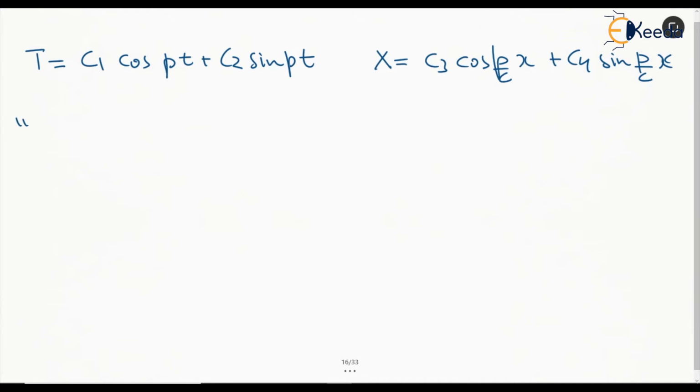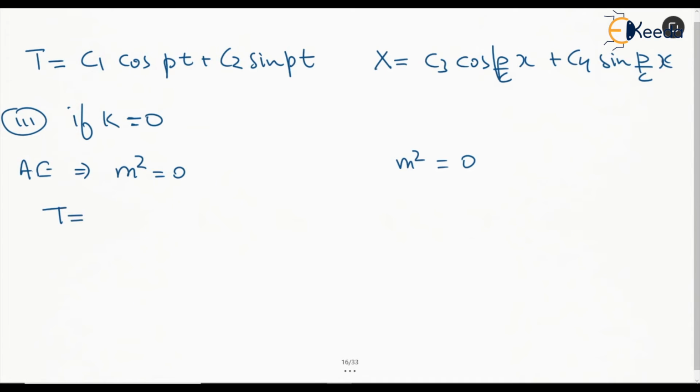Third case is if k is equal to 0. If k is equal to 0, the auxiliary equation becomes m square is equal to 0 for both the cases. Double derivative being 0 means that the function is linear, because for a linear function the first derivative becomes constant and the second derivative becomes 0. So we can say T is going to be c1 t plus c2 and X is going to be c3 x plus c4.